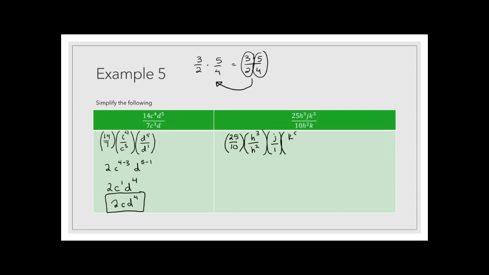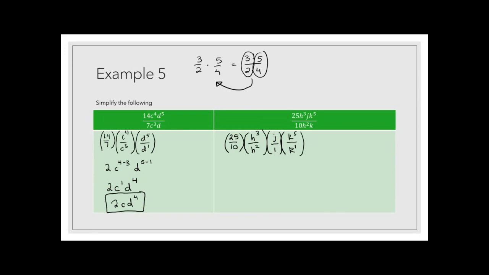And then I have k to the 5th over k. And that k in the bottom does not have an exponent, so I'm going to have a 1. So notice that something's missing, I put a 1 there. Like there's no j on the bottom, so I wrote a 1. The k doesn't have an exponent, so I wrote a 1. So here we've got 4 things, and now I'm going to simplify.